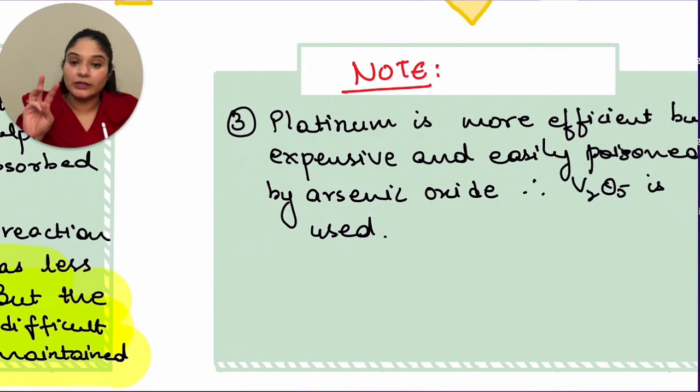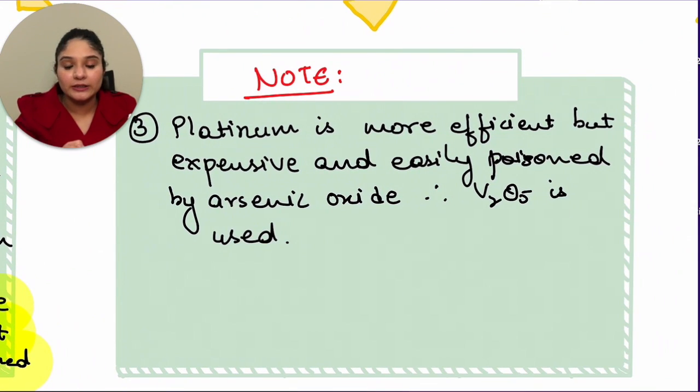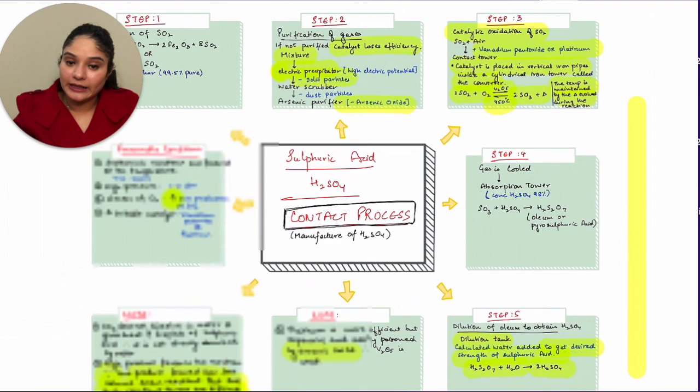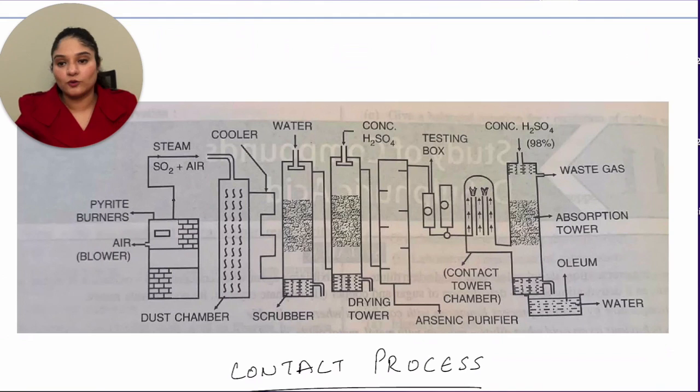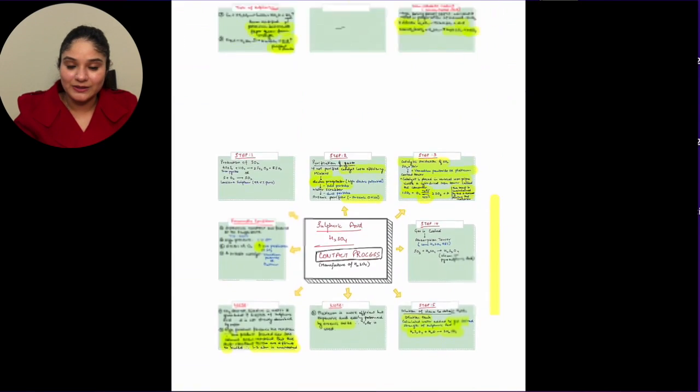Then the third important point is platinum is more efficient, but instead we use vanadium. We always prefer vanadium because platinum is more expensive and it is easily poisoned by arsenic oxide. Therefore, we prefer vanadium pentoxide. Okay, so this is your entire contact process. I have just attached the diagram of the contact process for reference, but they won't ask you to draw the diagram. If you understand the basic working of the contact process, the diagram would be easier to understand.